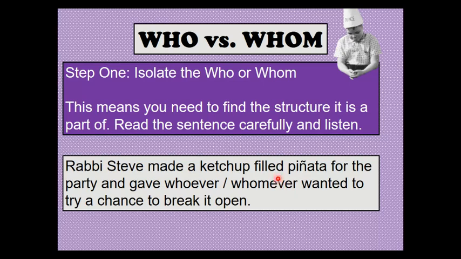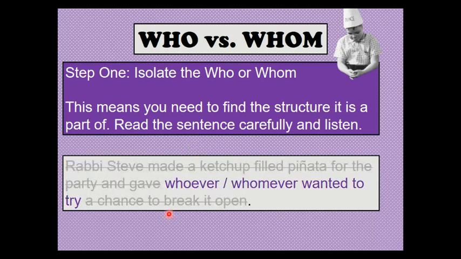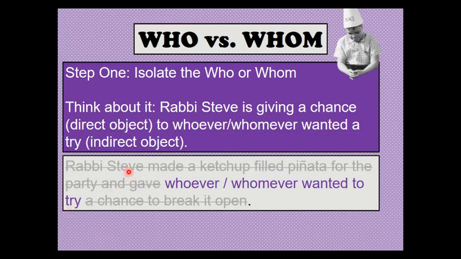So if I said, Rabbi Steve made a ketchup-filled piñata for the party and gave whoever or whomever wanted to try a chance to break it open. I can see that it starts off with whoever, whomever, I'm not sure which one it is, and then it's whoever, whomever wanted to try. If you think about it logically, what's happening is Rabbi Steve is giving a chance, direct object, to whom? To whoever or whomever wanted to try.